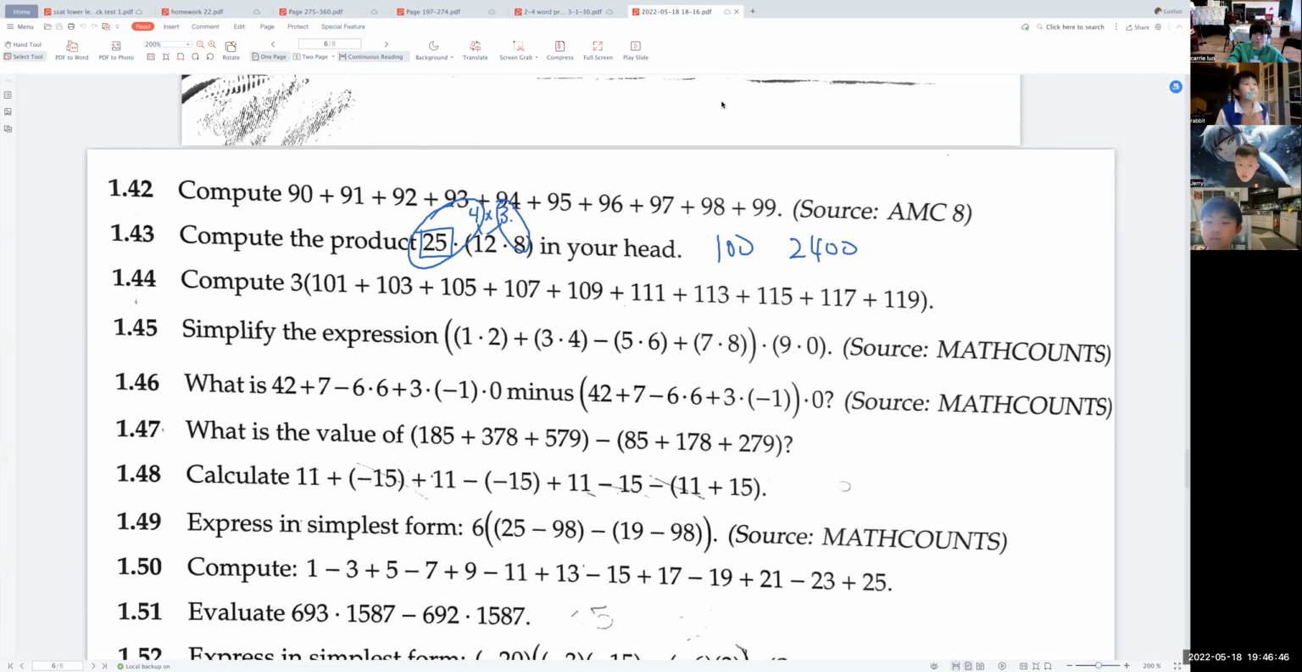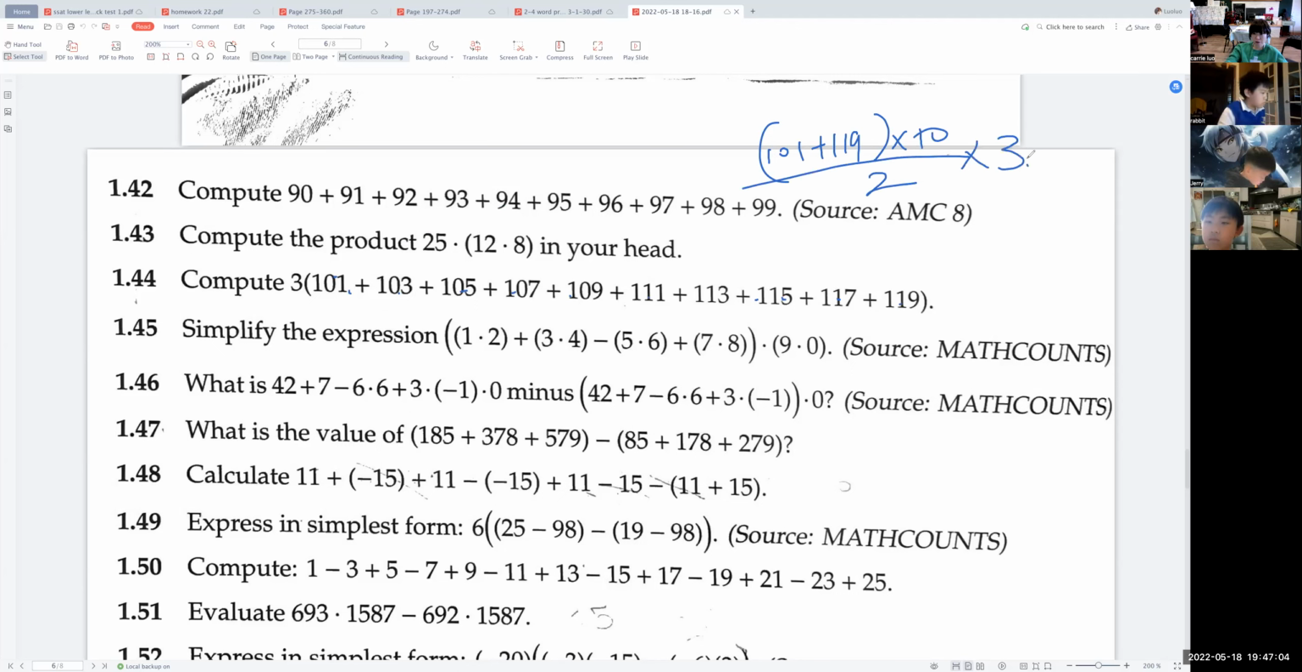Get it? Okay, let's compute this next one. So this one is very easy, okay? Just 101 plus 119, times how many? So 1, 2, 3, 4, 5, 6, 7, 8, 9, 10. So times 10 divided by 2 times 3. Okay, so this one's an easier question.